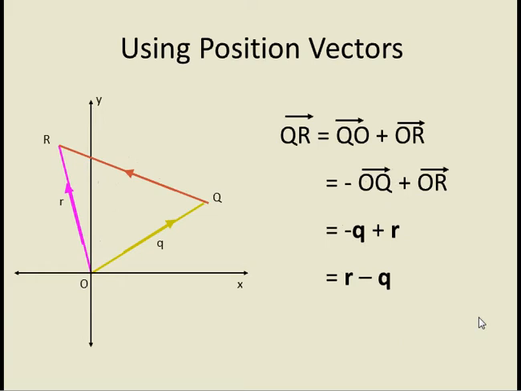Another example, showing that it doesn't only work in the first quadrant, it works anywhere. QR, that's QO plus OR, and QO is negative q. So negative q plus r, or r minus q. So QR is r minus q. Remembering this little trick is going to help you solve a lot of problems.